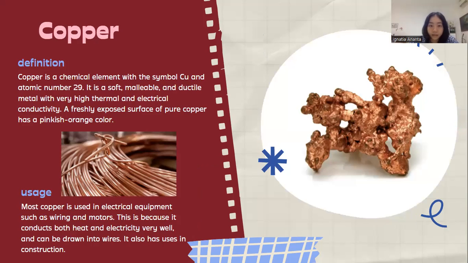And then my last resource is copper, which is a chemical element with the symbol Cu and atomic number 29. Copper is soft, malleable, and ductile, and it has a high thermal and electrical conductivity. Its color is pinkish orange. It is also used in electrical equipment such as wiring and motors because it's very conductive and it is ductile.